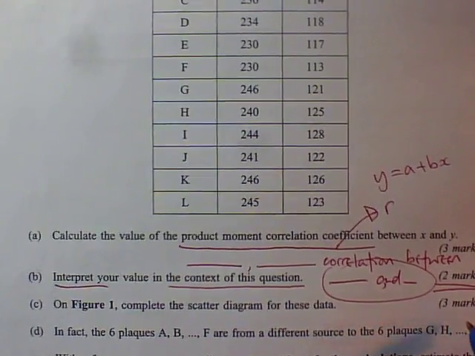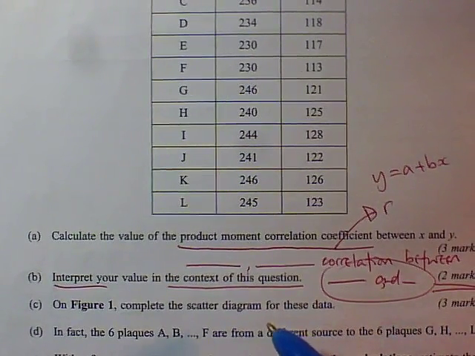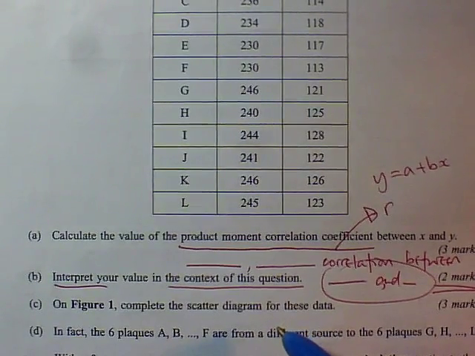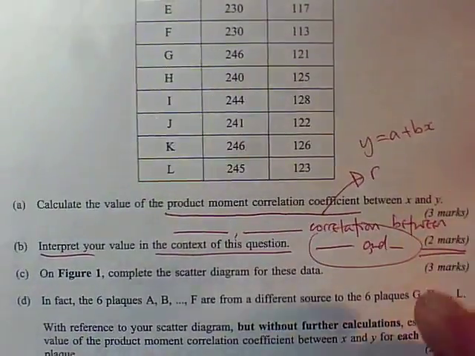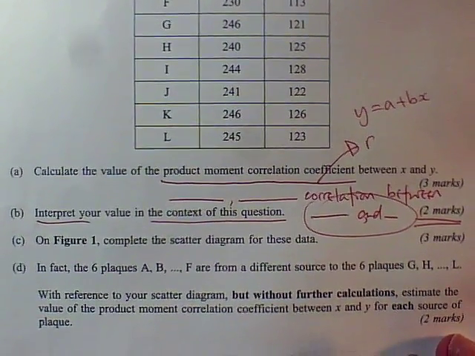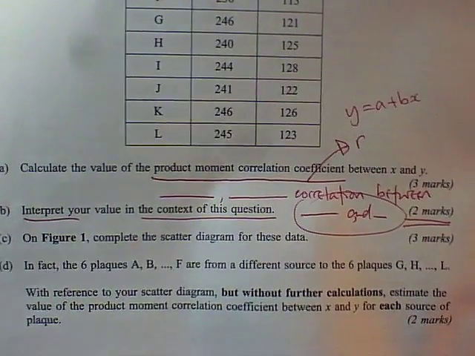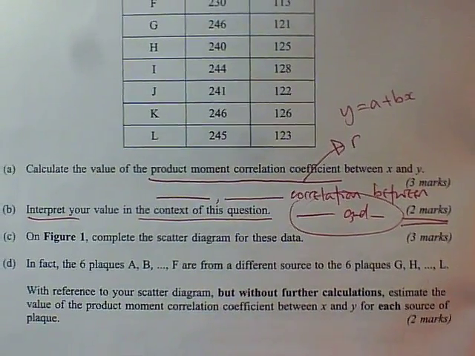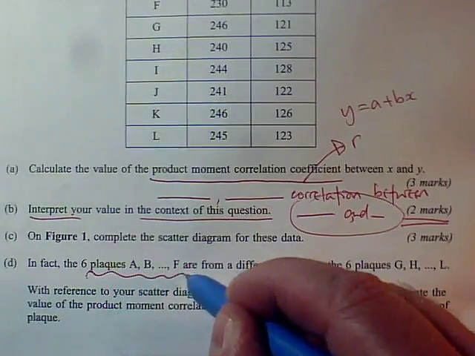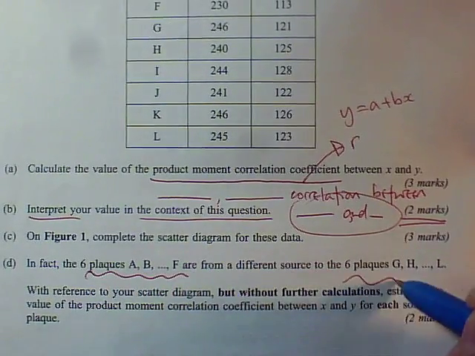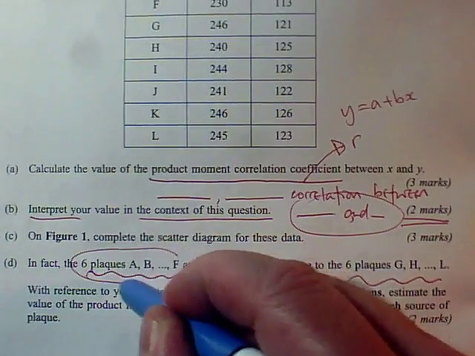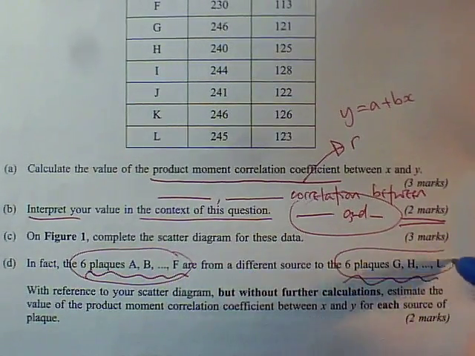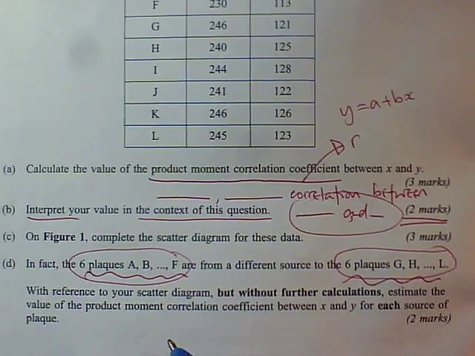Then there are some nice easy marks for, on your copy you should have a copy of the axes here, so you've just got to plot these points onto the axes. So that should be, that's a GCSE skill, that should be fairly straightforward. Okay, and then we're invited to use the fact that these 6 plaques are from a different source from these 6 plaques. So that's suggesting actually that there may be some kind of relationship here and some kind of relationship here.